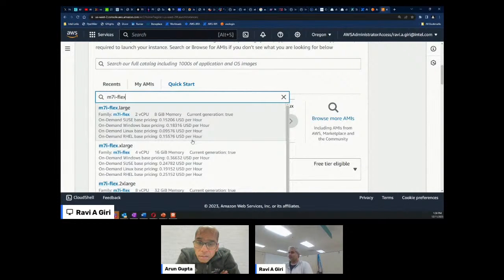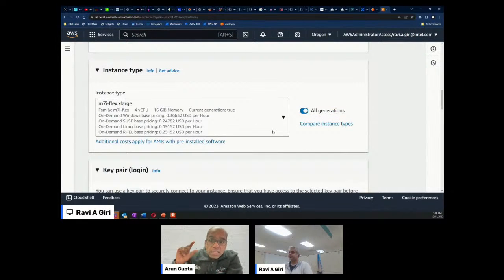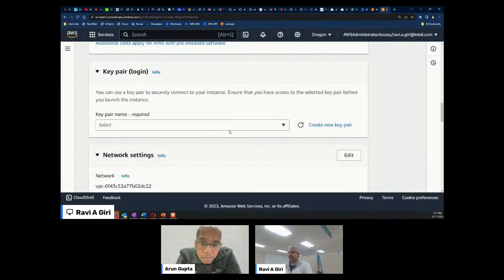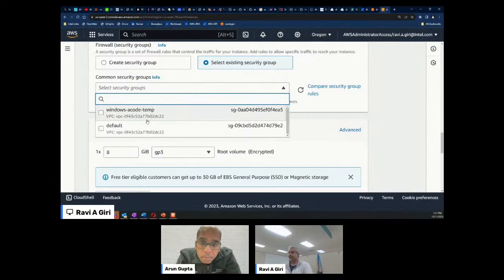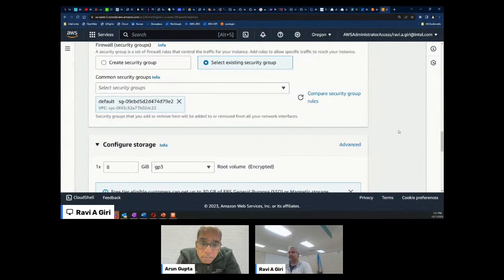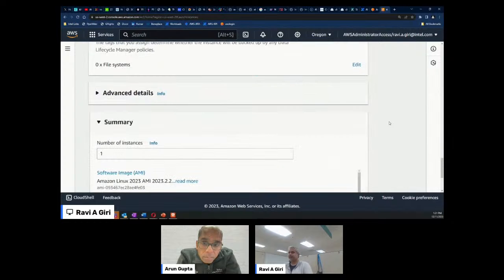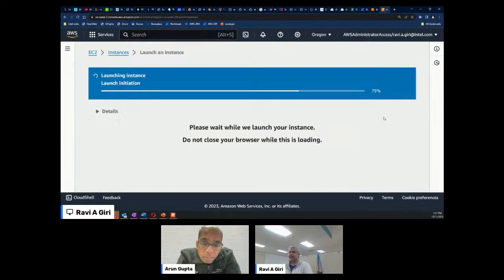Okay, so let's pick a 4 vCPU instance. You search for M7i Flex, and then you pick the right instance in that. That's right. And I'm just going to pick something that I have. I'm going to select my default group, and I'm not going to change any of these things. I'm going to go with GP3 and launch this instance.